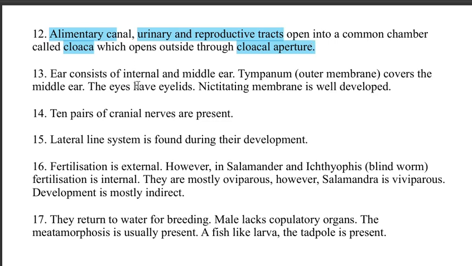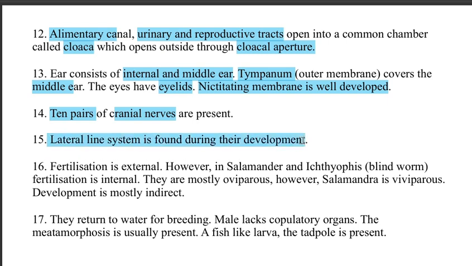The ear consists of the internal and middle ear, and the tympanum covers the middle ear. The eyes have eyelids, and the nictitating membrane is also well developed in amphibians. There are 10 pairs of cranial nerves in amphibians. The lateral line system is well developed in amphibians. The fertilization is external.